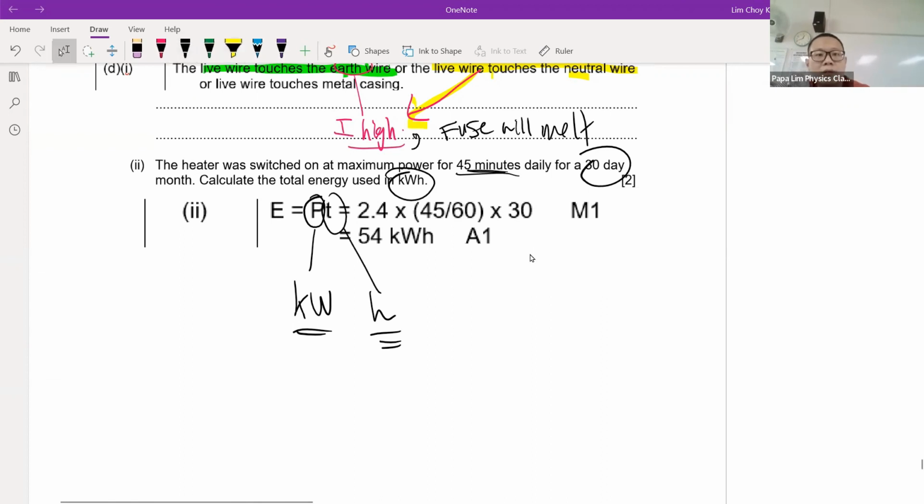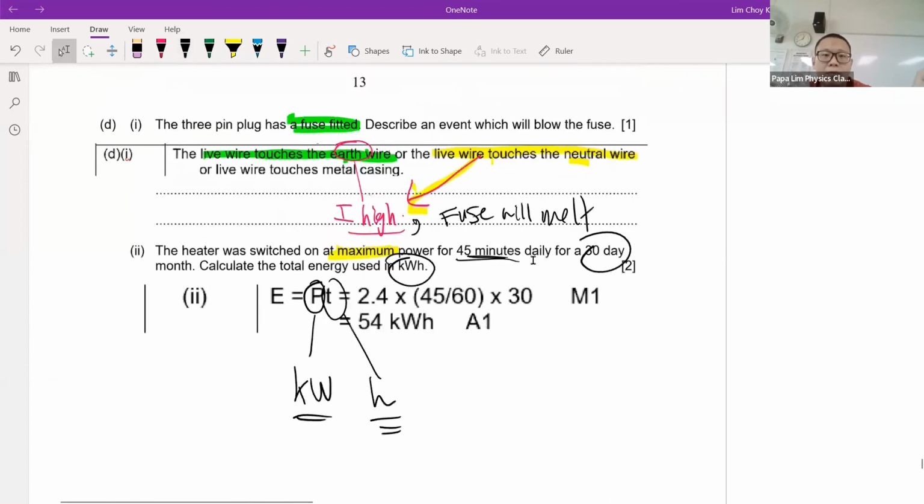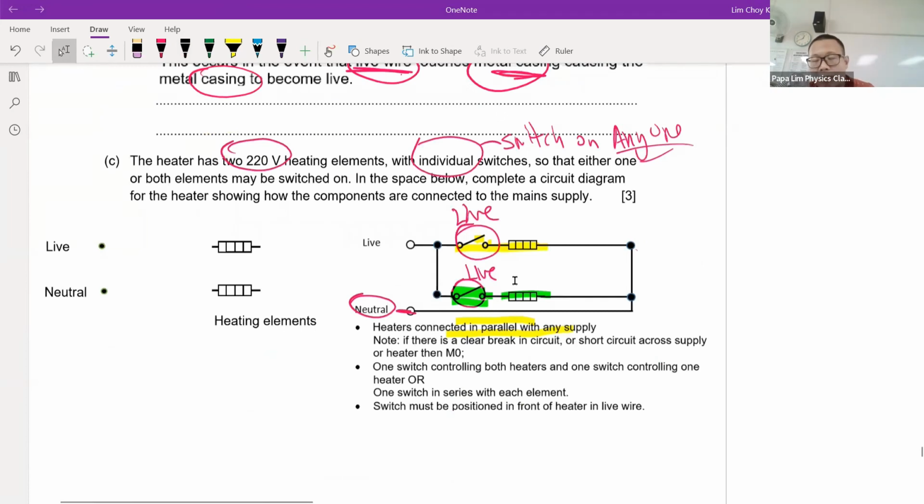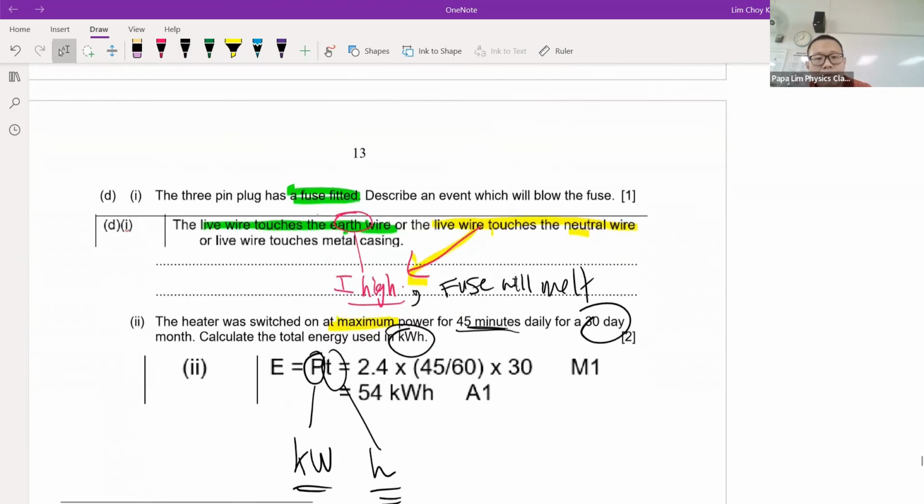The question here, I'm looking for a maximum power. So for maximum power, I have to use the bigger number, which is 2.4 kilowatt. If I'm looking for the minimum, maybe I'm looking at 1.2 kilowatt. So if I'm looking for maximum, it has to be 2.4 kilowatt.